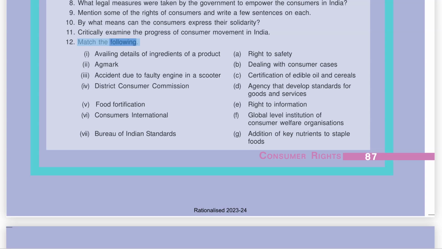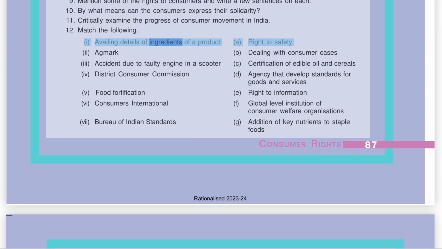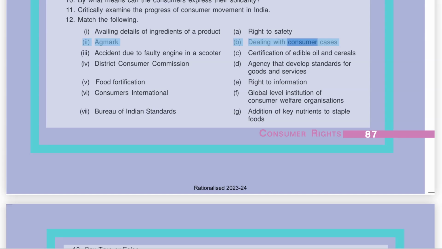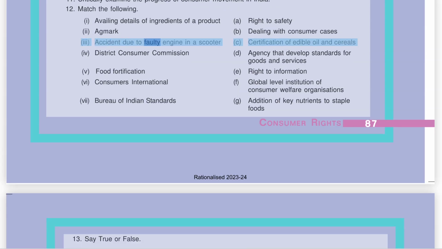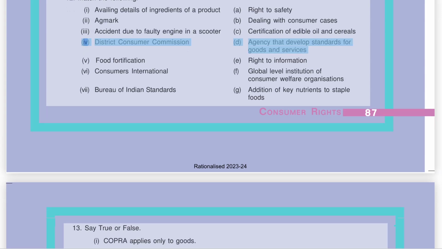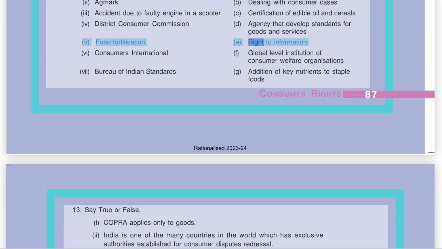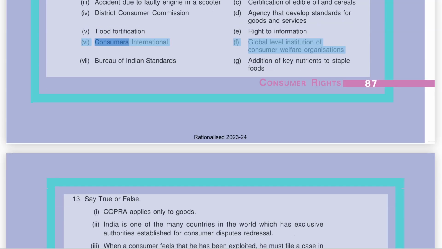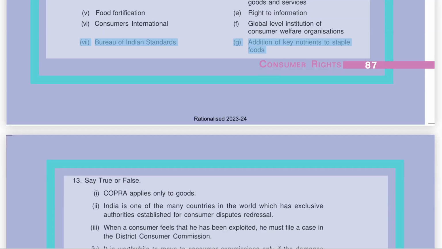12. Match the following. 1. Availing details of ingredients of a product. A. Right to safety. 2. Agmark. B. Dealing with consumer cases. 3. Accident due to faulty engine in a scooter. C. Certification of edible oil and cereals. 4. District Consumer Commission. D. Agency that develops standards for goods and services. 5. Food fortification. E. Right to information. 6. Consumers International. F. Global level institution of consumer welfare organizations. 7. Bureau of Indian Standards. G. Addition of key nutrients to staple foods.